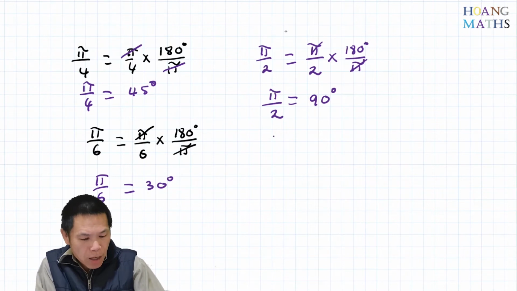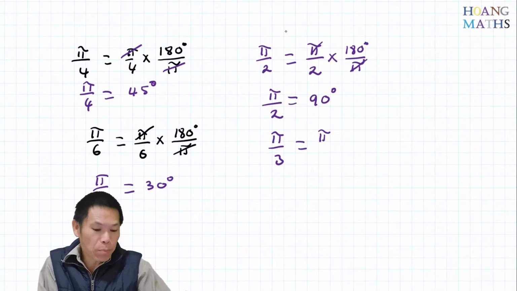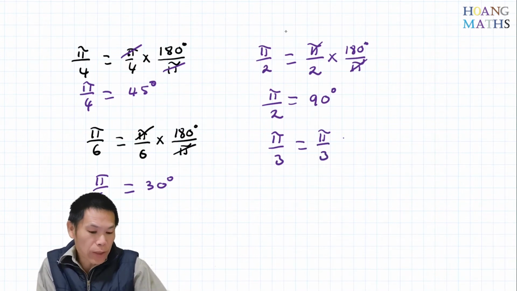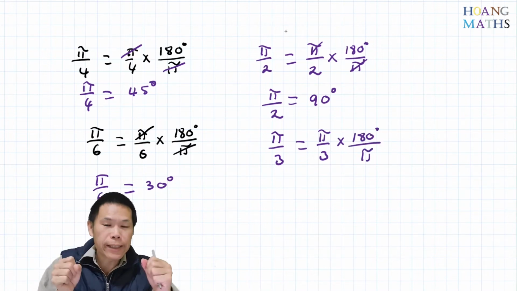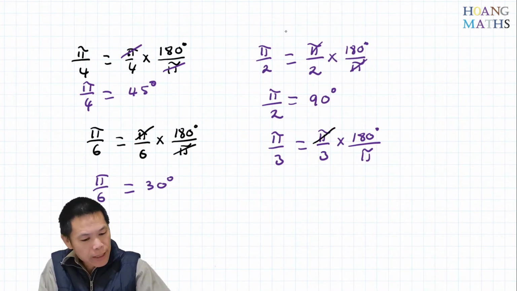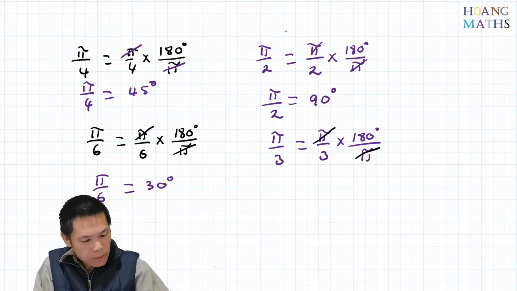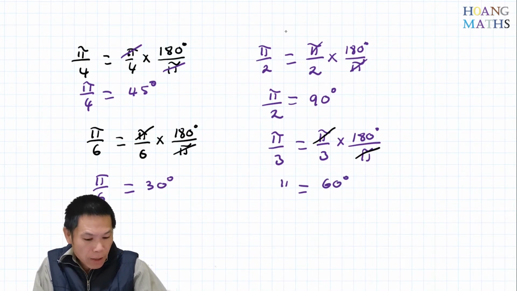Let me write this down. So let's say I have pi over 3, and I want to work out how many degrees is in pi over 3. I times by 180 degrees over pi, because 180 degrees is 1 pi, okay? If I cancel this, 180 divided by 3 is 60. So that gives me 60 degrees, and this is pi over 3.